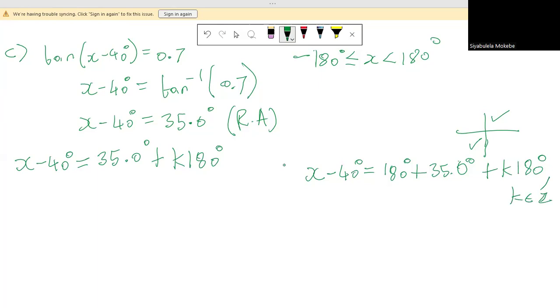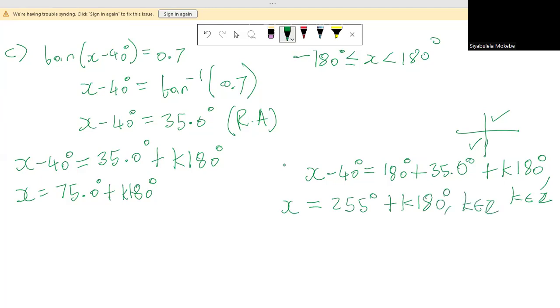Now, take that to the other side, then x becomes 75 degrees plus K 180. This side, we have 180 plus 35 plus 40, 255. That's the general solution. If we're looking for the general solution, then here you can stop. Fine, no problem, no stress.